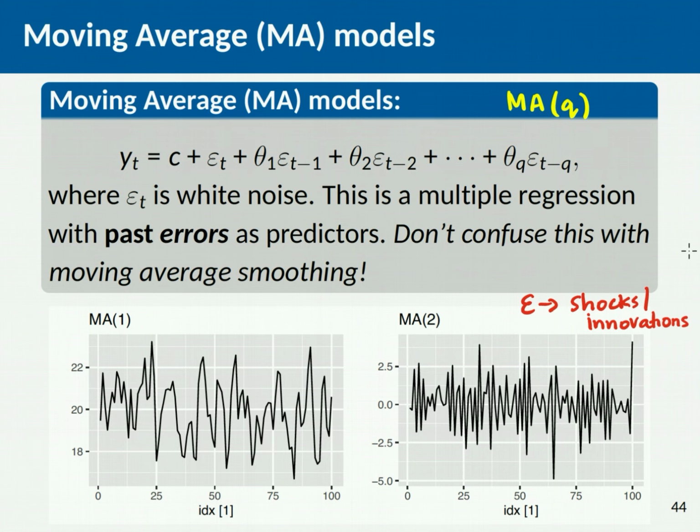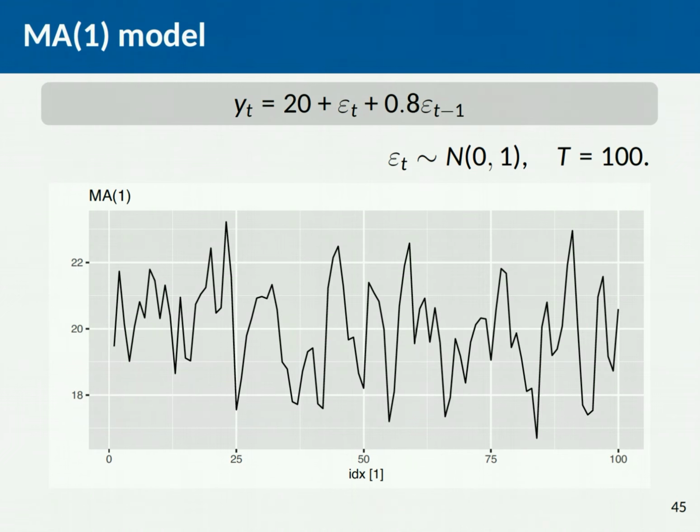Epsilons are also referred to as shocks or innovations, and I have given you some context about this earlier. Now, here is a representation of what an MA1 process looks like and an MA2 process. It makes no sense unless you try to simulate this on your own, which you can do, and I've provided the code for that.